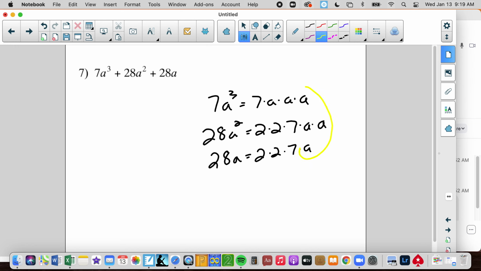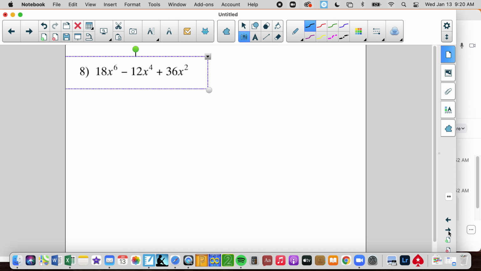They have an a in common, and they have a 7 in common. So my GCF is 7a. That leaves me with a squared plus 4a plus 4. Now we should be going real good.